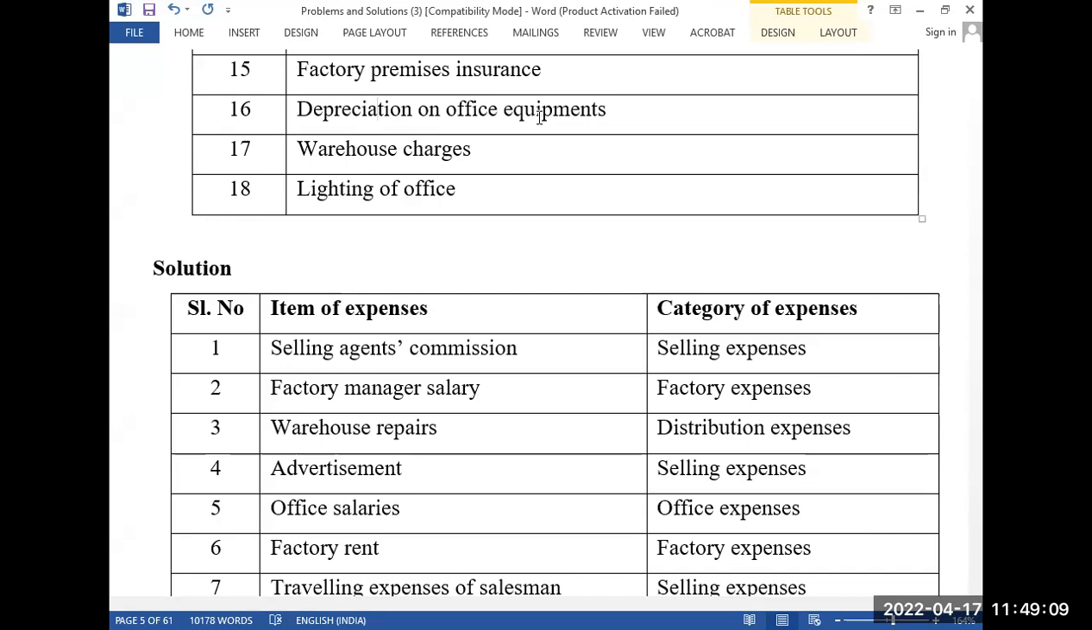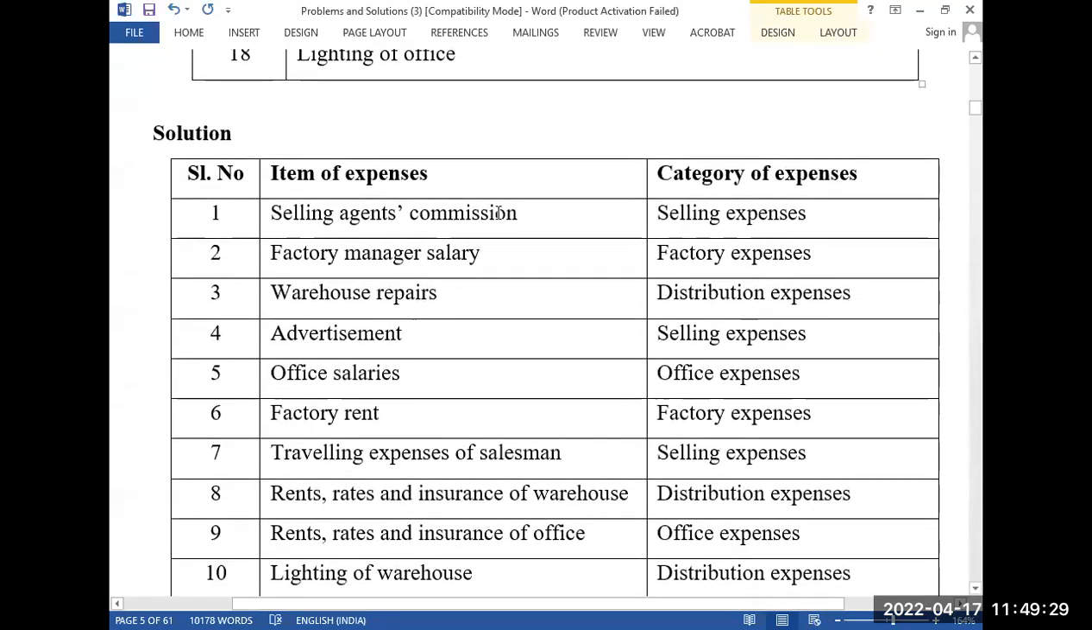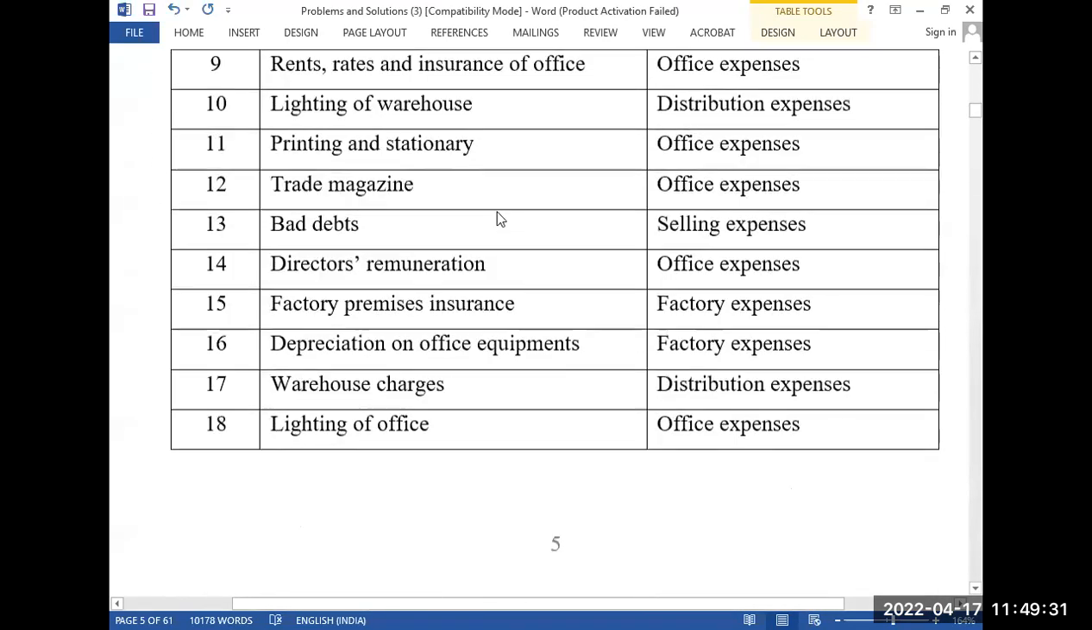So warehouse, selling and distribution. Lighting of the office is admin. If it is for manufacturing equipment, it should have come under depreciation on machinery, factory expense, factory overheads. There it is not equipment, it may be a machine or plant, of course. Lighting of office, admin. It is given here.